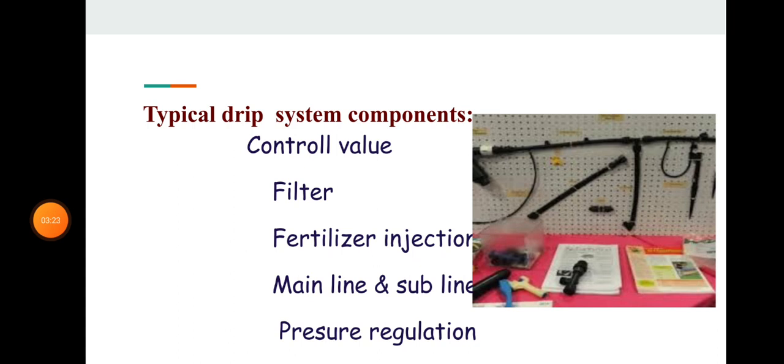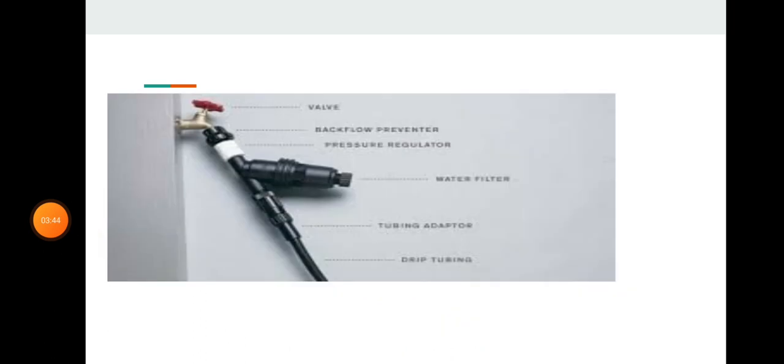You can also see how it works: the tap in the well, then the water comes to the filter, and then the backflow preventer, which prevents backflow of the water. A tubing adapter is also used, and this shows how the water gets to the plants in the drip irrigation system. Now the other components of the drip irrigation system are fertilizer injectors, which inject directly for the plants to grow, and different varieties of emitters are used in this system.